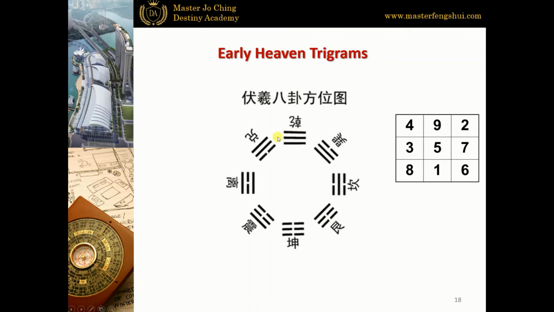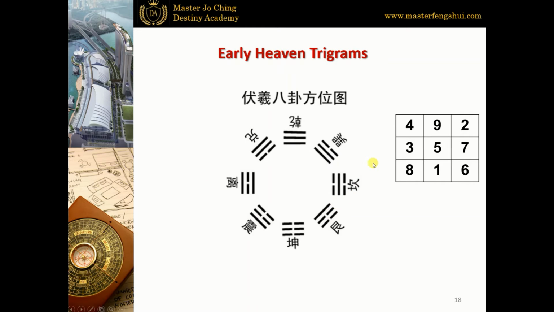Then in the anti-clockwise manner, we have the Marsh Dui, then we have the Li. Li is like the sunrise from the east, and then the sunset in the west, and west is governed by the Kan Gua. After Li, we have the Zhen, then the Kun, the Gen, the Kan, the Xun, and back to the Qian. So this is the early heaven trigrams.